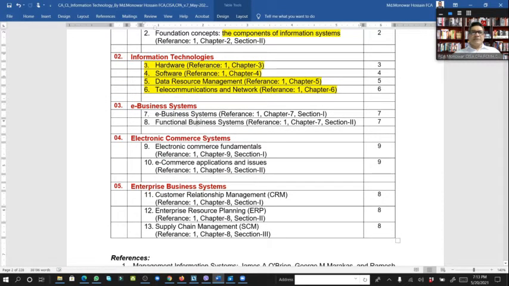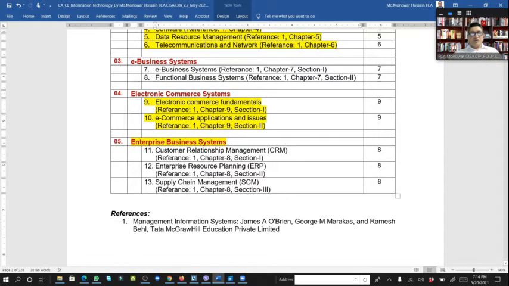Chapter 3: e-business system and functional business system. Another, electronic commerce system, chapter 4. It's two separate topics: electronic commerce system, and e-commerce application and issues. Same way in chapter 5, enterprise business system, there is customer relationship management, CRM, enterprise resource planning, ERP, and supply chain management, SCM. And you have the reference book, Management Information System.